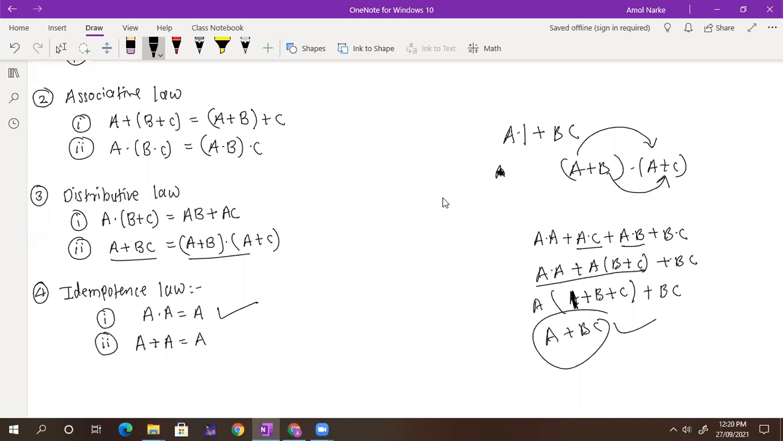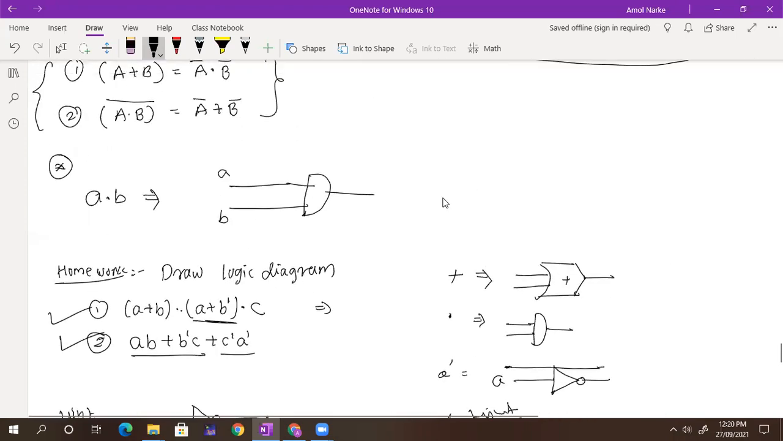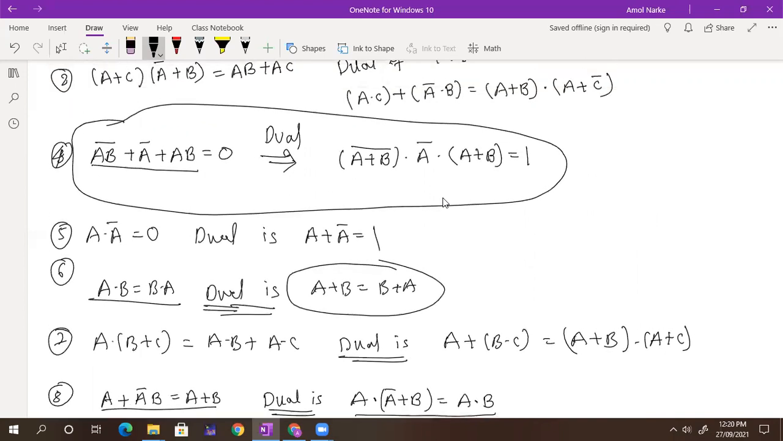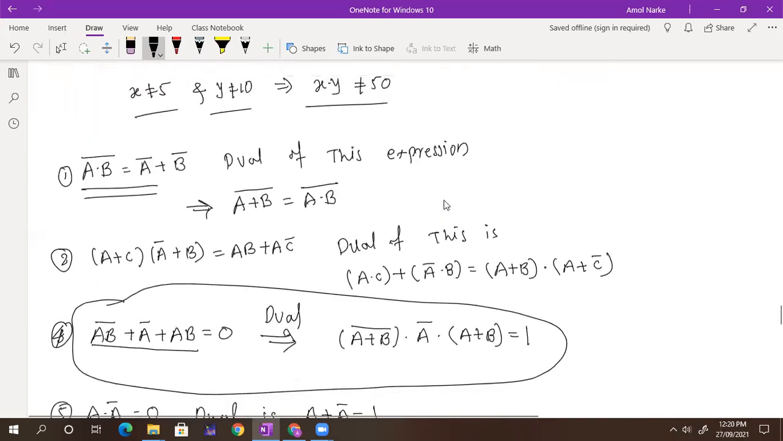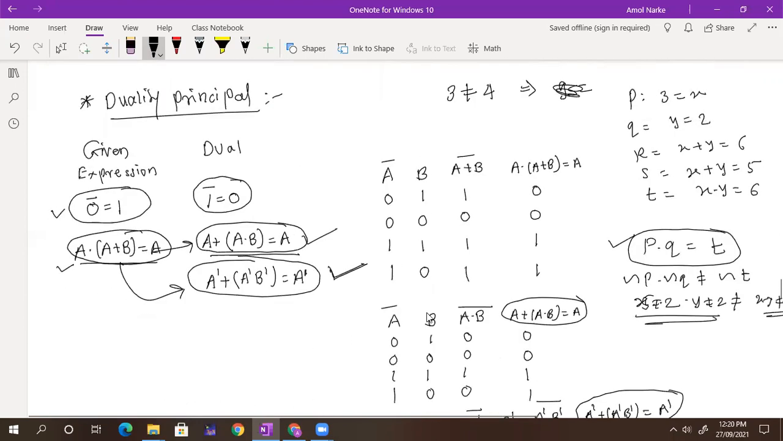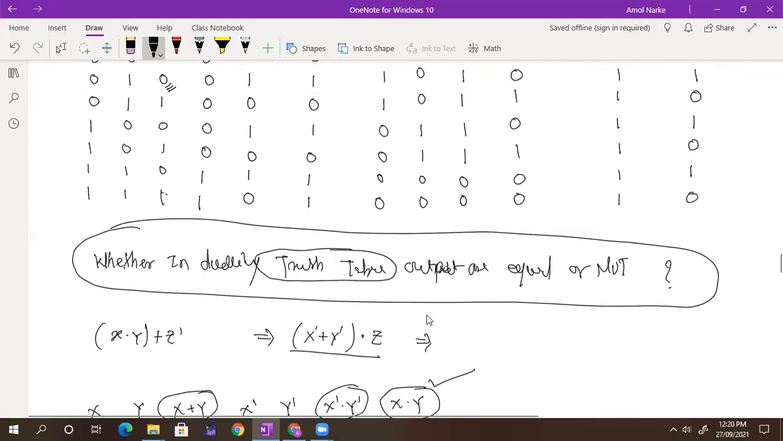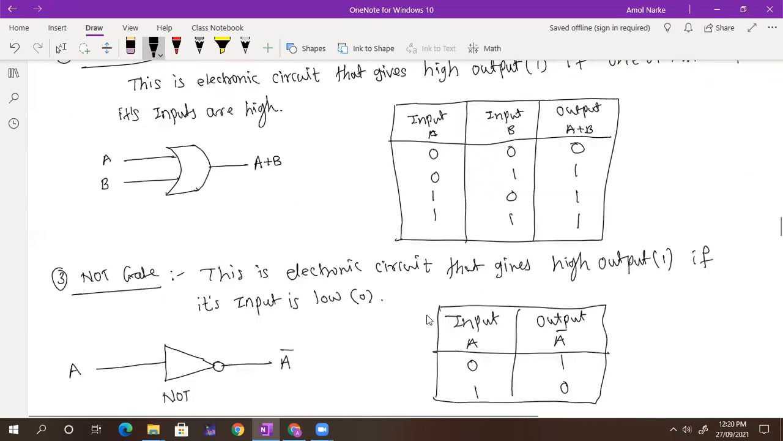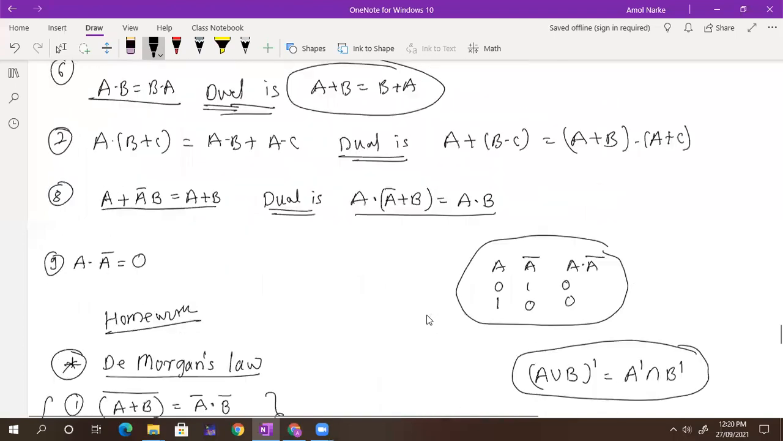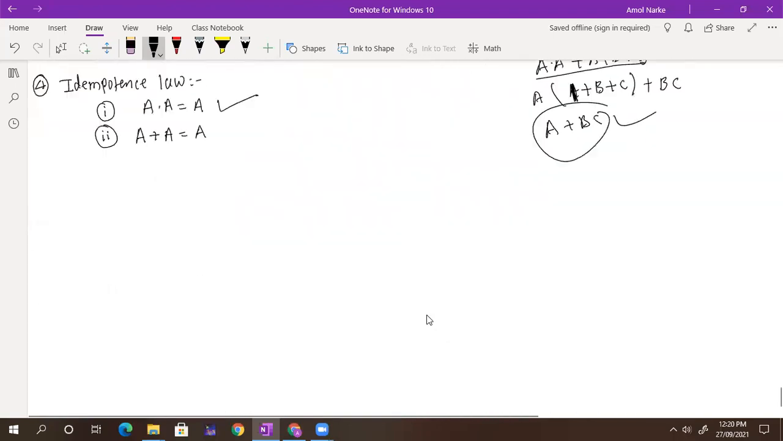So for that purpose, we need to write down that property also. I think we already did that property, De Morgan's law. Dual we have written. We have duality and gates. Does everyone understand?